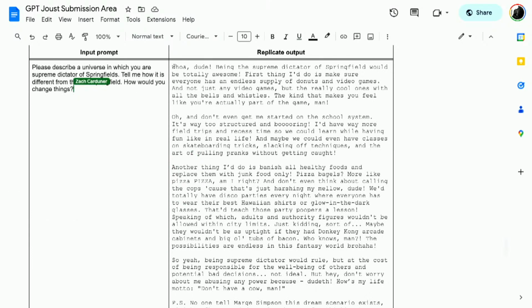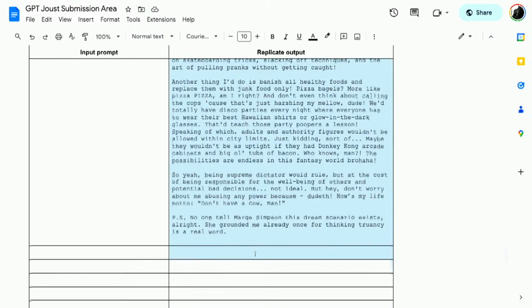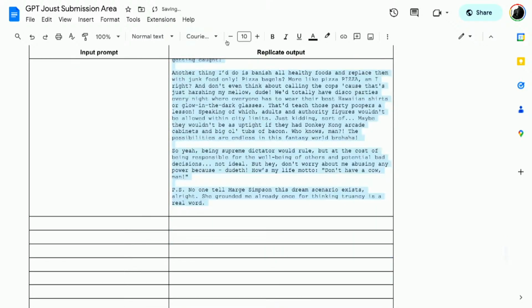So this one was: describe a universe in which you are supreme dictator of Springfield. Tell me how it is different from the real Springfield. How would you change things?